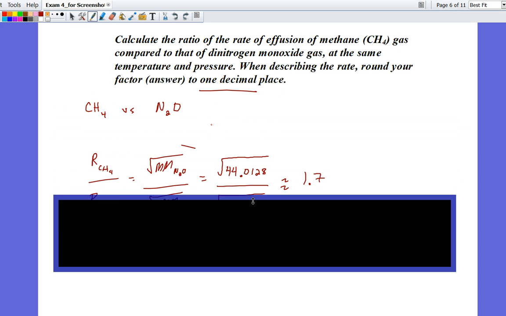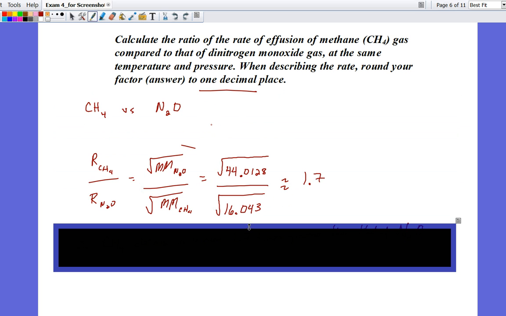And you use your rate formula that I gave you in class. You want to put what it says in the problem, the rate of methane versus N2O. So you write it in that way. And that's equivalent to, and then you switch the places, the square root of the molar mass of the N2O over the square root of the molar mass of the CH4. Then I just used a periodic table to get those molar masses, and then divided that and approximated it to 1 decimal place of 1.7.